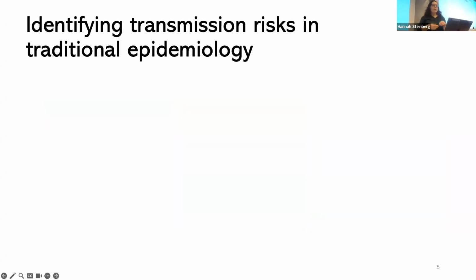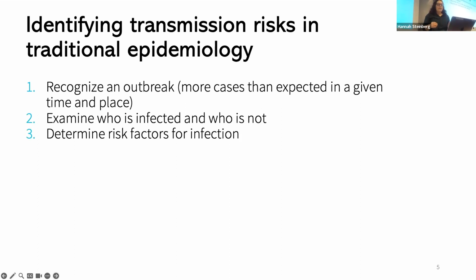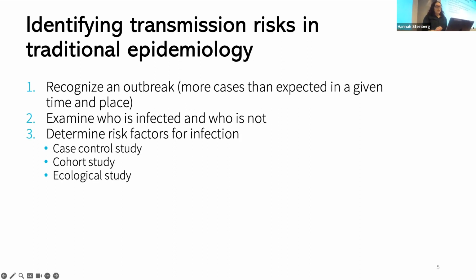So now I'm going to walk through how we identify different risk factors for transmission in traditional epidemiology. Basically, what usually happens is we recognize that there's an outbreak of some sort of infectious disease, and we define that as just more cases than expected in a given time and place. And then we examine the characteristics of who's infected and who's not. Based on that, we determine the risk factors for infection. And this can be done in a number of different study designs, such as case control, cohort, or ecological studies.